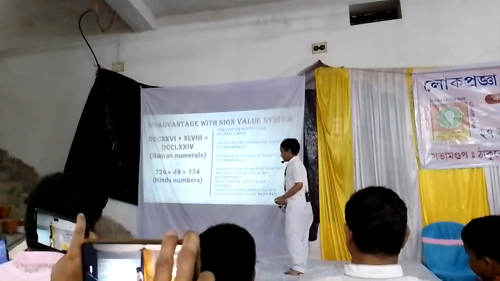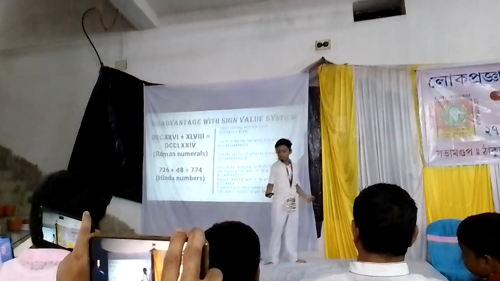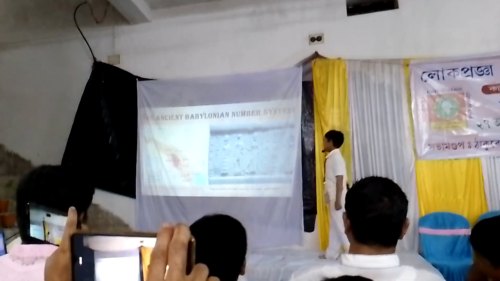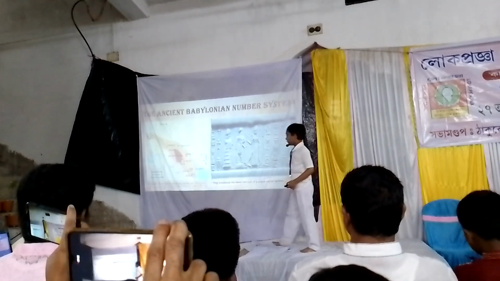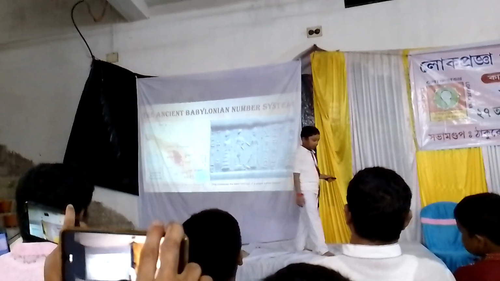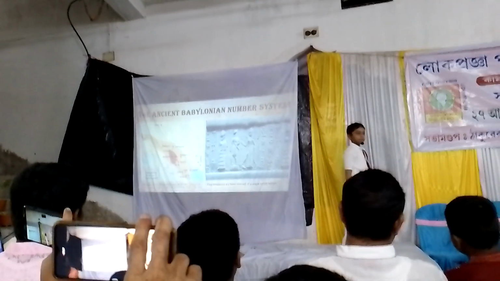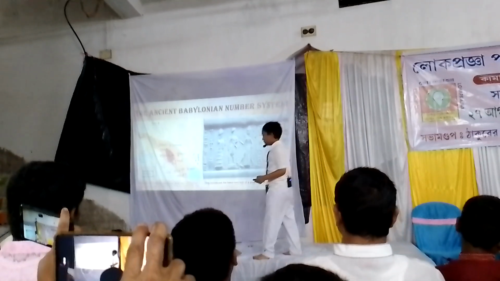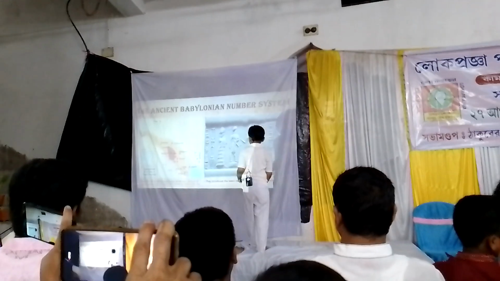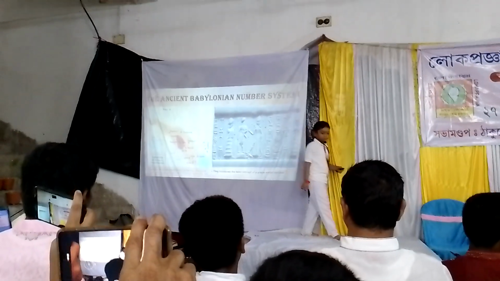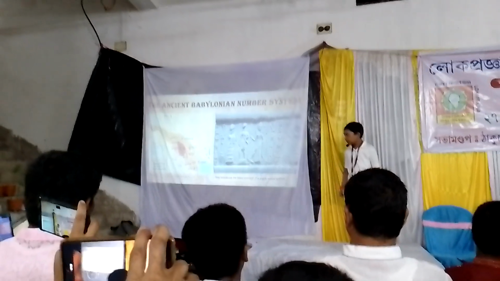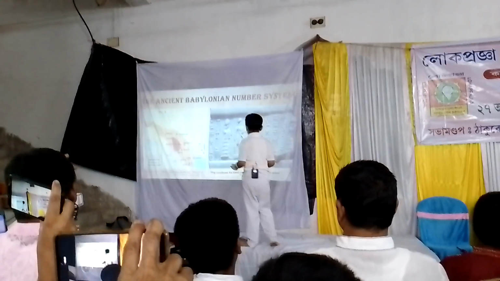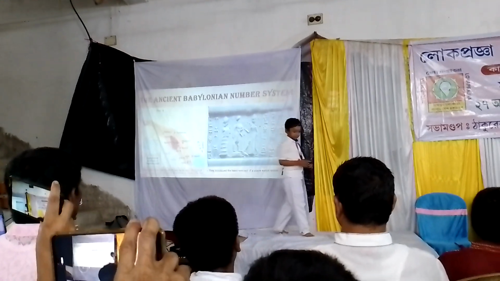To solve the problem, we needed a place value system. The ancient Babylonians introduced the basic concept of a place value system. Their extent was at the reign of Hammurabi, located in what today is modern-day Iraq.